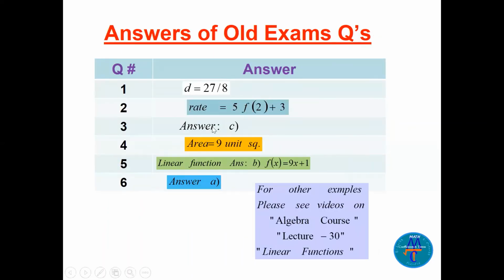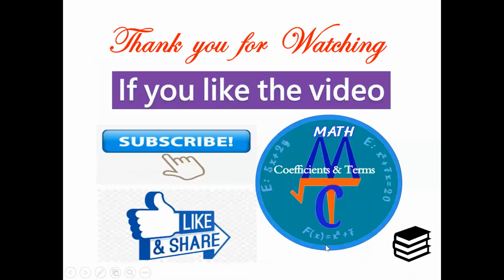Now here are the answers for the 6 questions. For other examples, if you want to see more questions about linear functions, you can go to lecture number 30 in the algebra course, playlist linear functions.